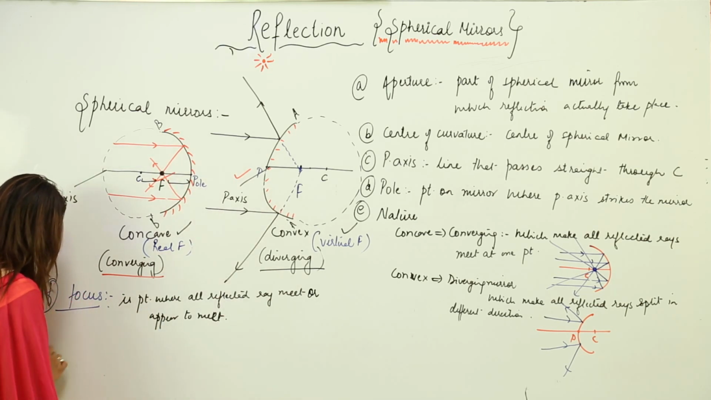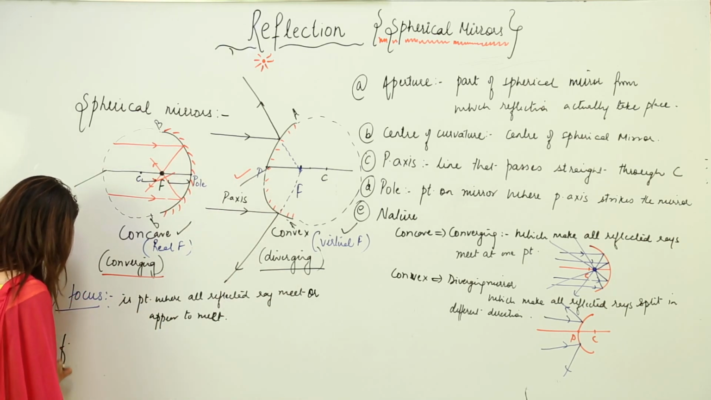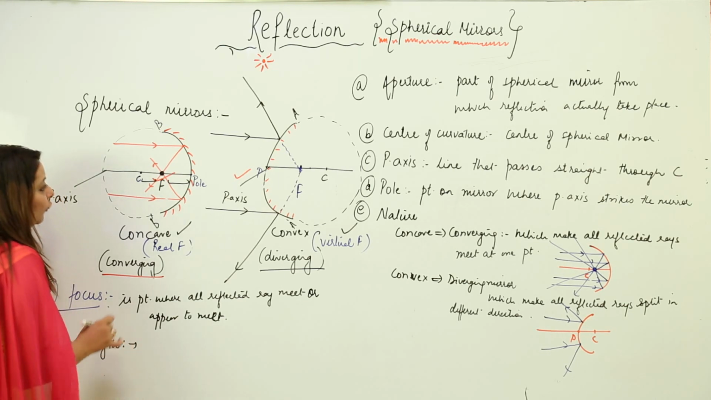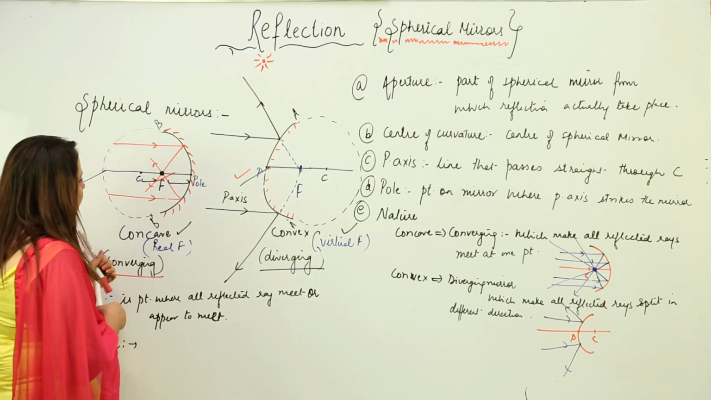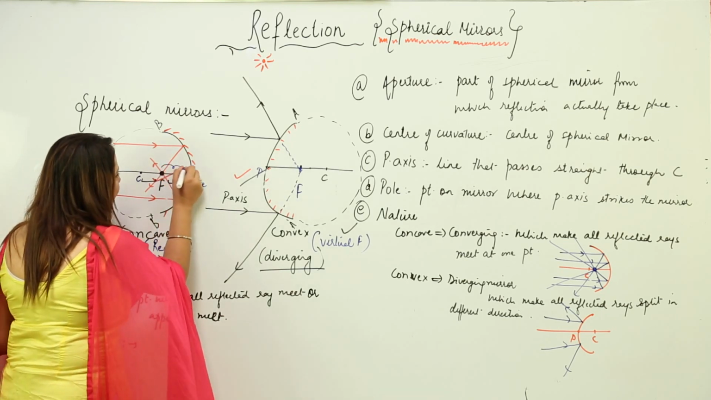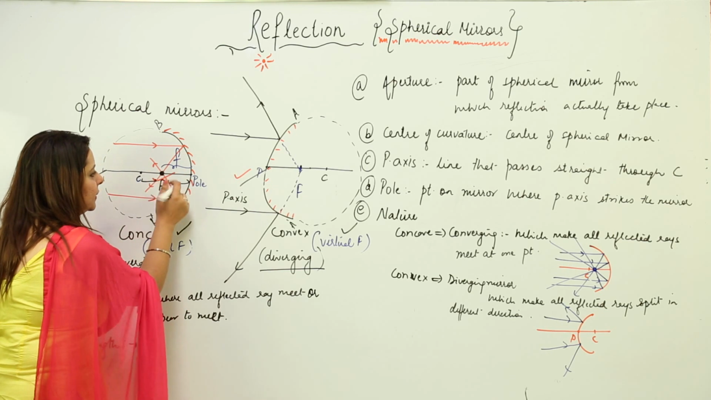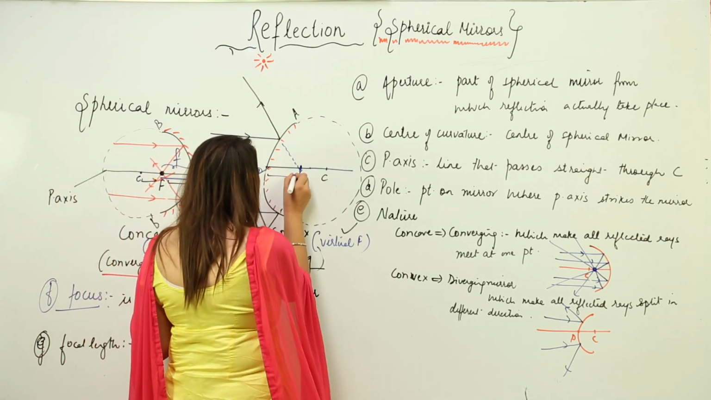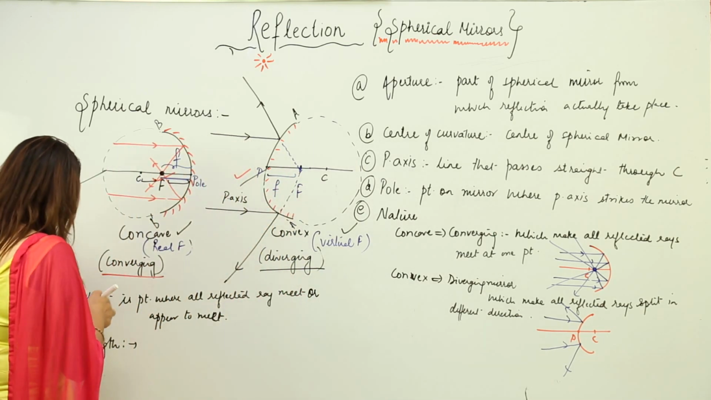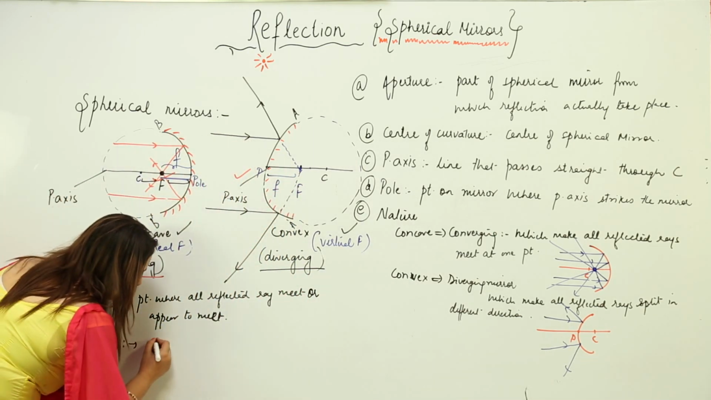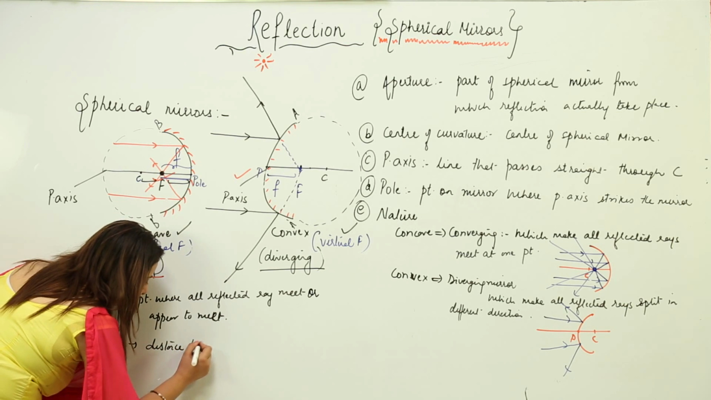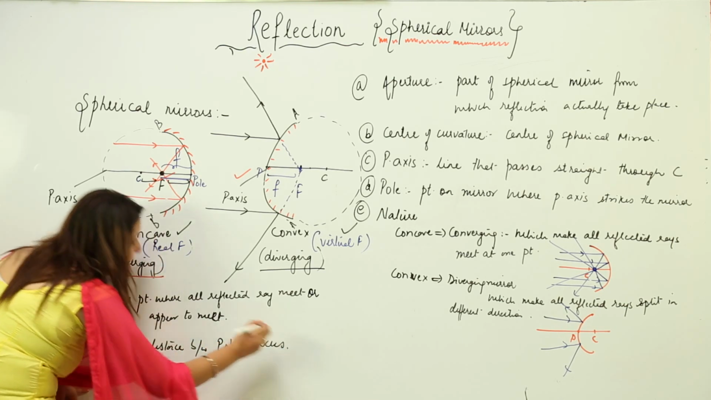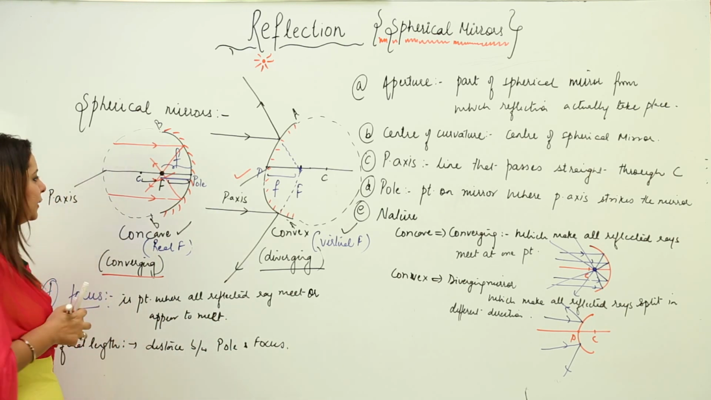Now another term, we have focal length. Focal length is the distance between pole and focus. This is this distance. This is the focal length, and even here also this is called the focal length. So what is focal length? It is the distance between pole and focus.